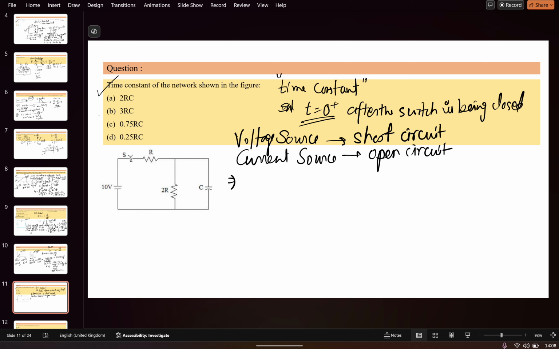So in this circuit, the voltage source is 10 volt, so let's short circuit it. This is the resistor R, this is the resistor 2R, and this is the C.